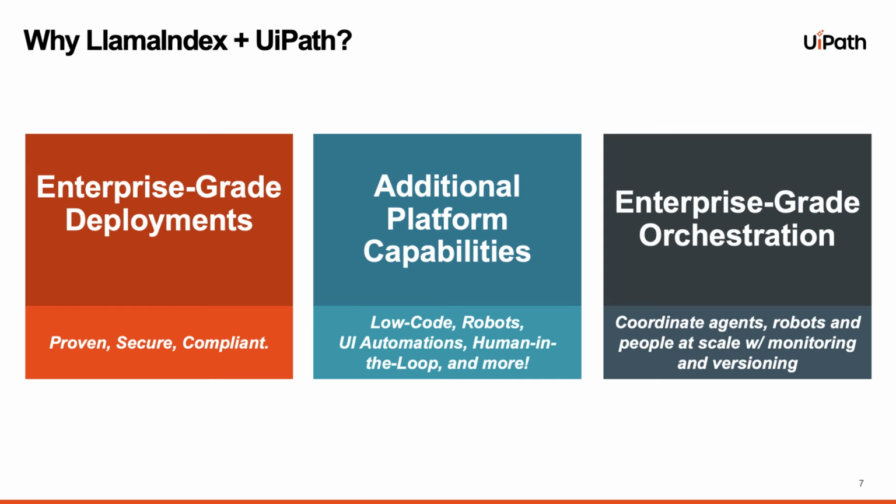You also get all these additional platform capabilities. I showed you UiPath Maestro. You might want to check out UiPath Robots. We have UI automations. We have Action Center. We have so many other things in UiPath that you can orchestrate together with your agent. And last but not least, these operational capabilities that I was showing: versioning things, looking at where they failed, looking at heat maps of where they're slow, etc.